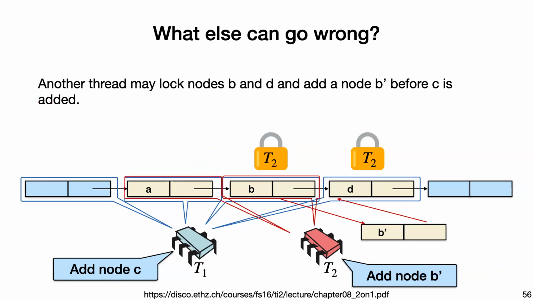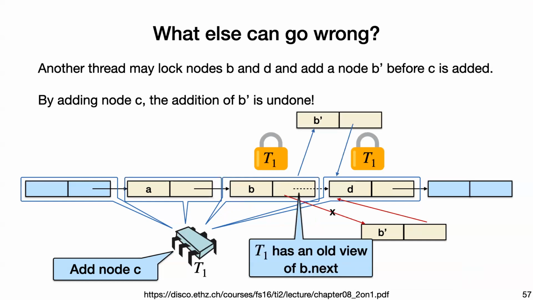Another issue that can come up is if you're trying to add something. Here we have T1 trying to add C between B and D, but in the meantime, thread 2 can also try to add something between B and D, like B prime. Oh, this one should be C actually. Suppose that thread 2 has added B prime between B and D, and now thread 1 holds the locks on B and D. Then it sets B next to C, and then you would lose this B prime.